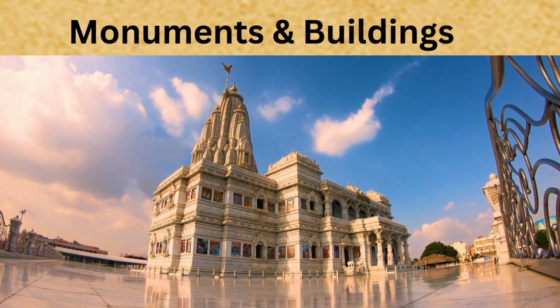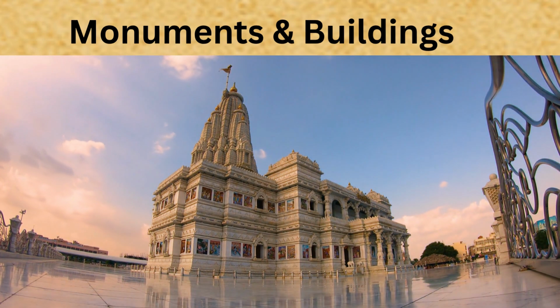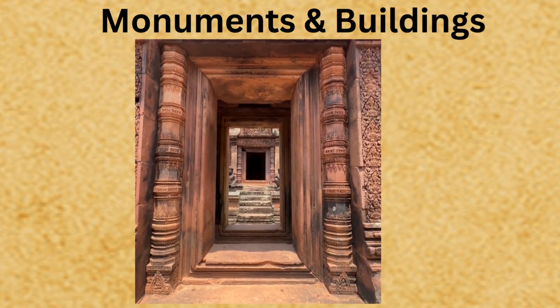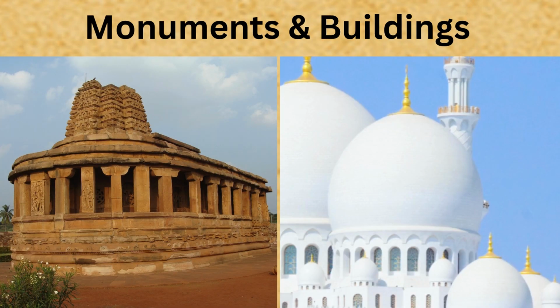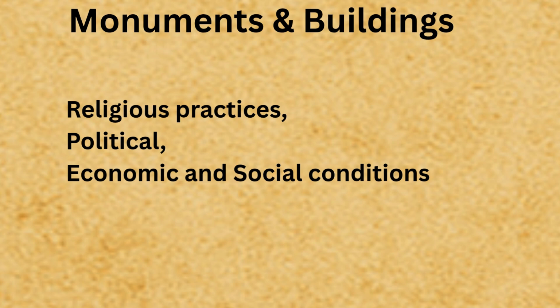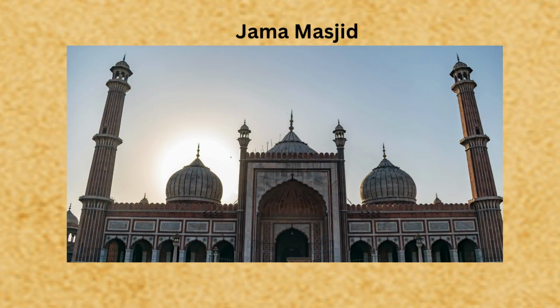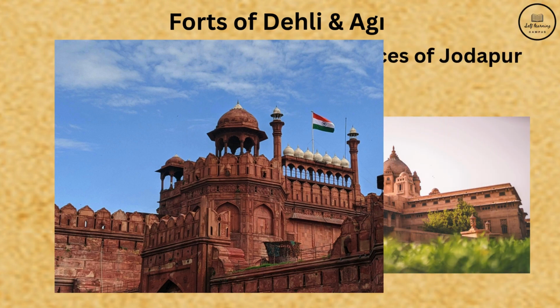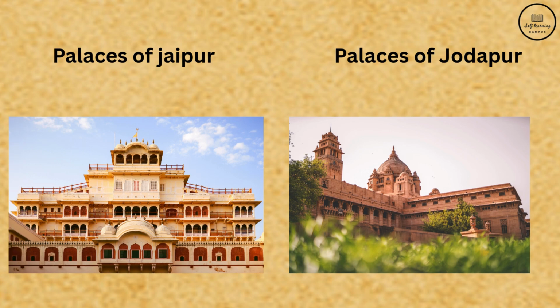Monuments and buildings. These also provide information about the period during which they were built. Temples and mosques can tell us not only of the religious practices but also about the political, economic, and social conditions of that time. Examples include mosques like Jama Masjid in Delhi, forts like those of Delhi and Agra, and palaces like those at Jaipur and Jodhpur.